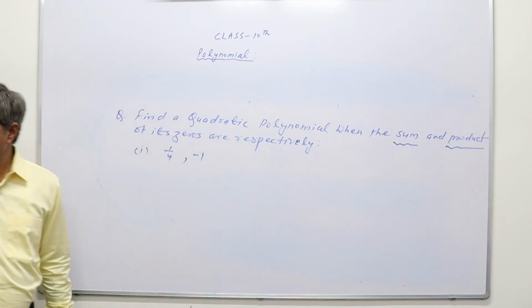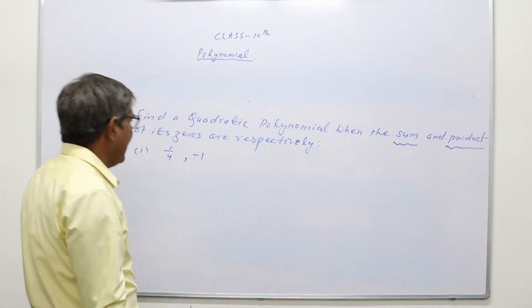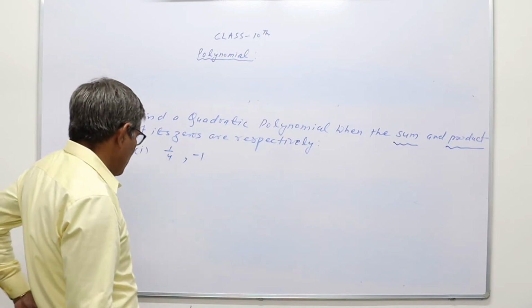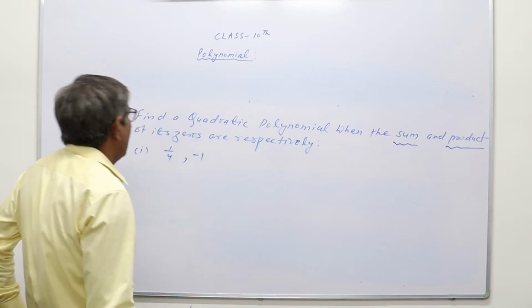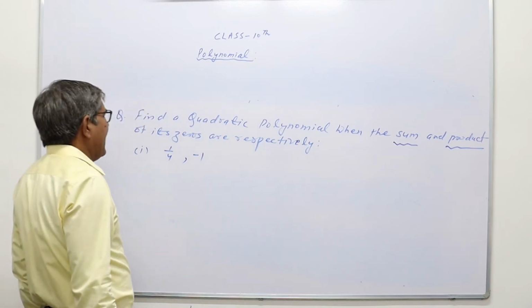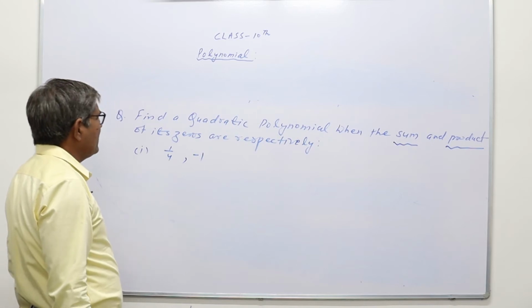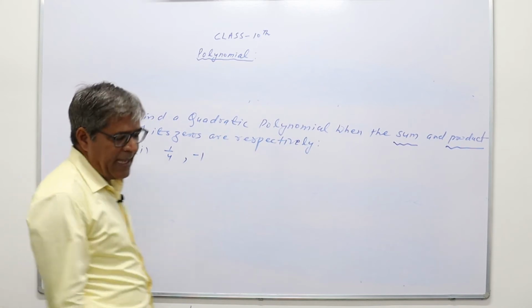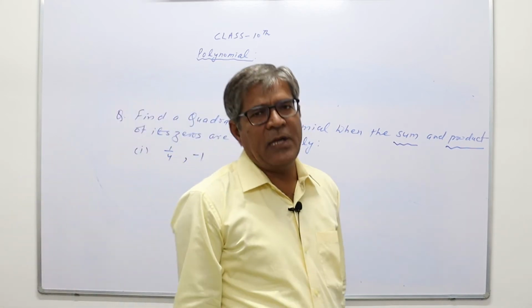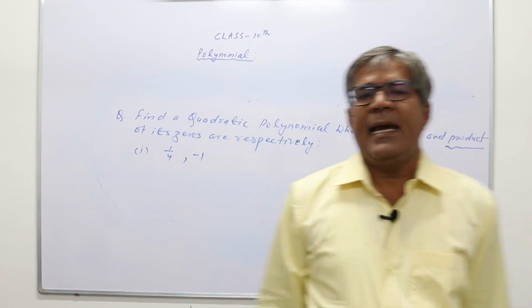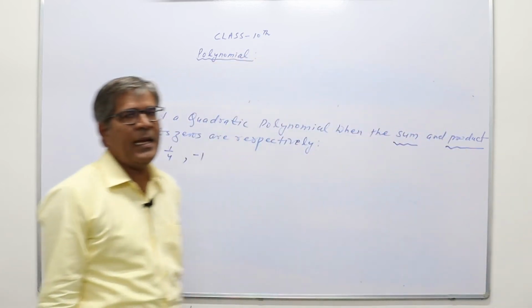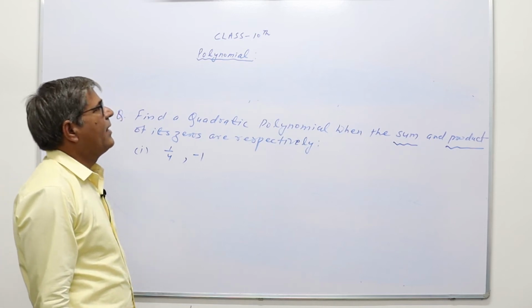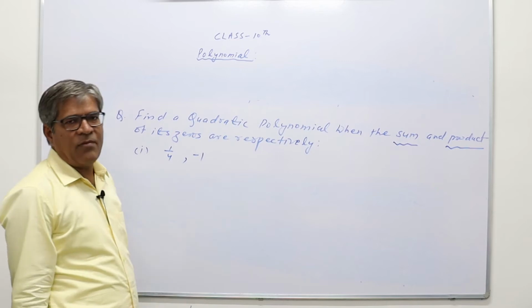Again see, in this method we used alpha plus beta as the sum of the zeros and alpha into beta as the product of the zeros, and then we compared these with minus b by a and c by a. Then we calculated the values of a, b, c, and as per the quadratic polynomial ax square plus bx plus c, by putting the values of a, b, c, we found the required quadratic polynomial.